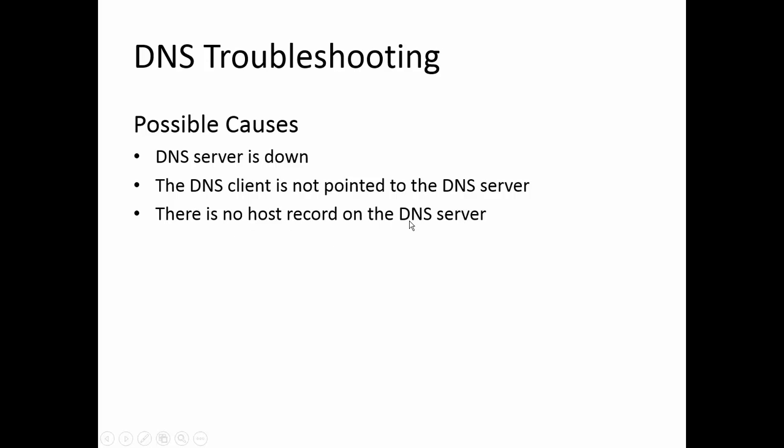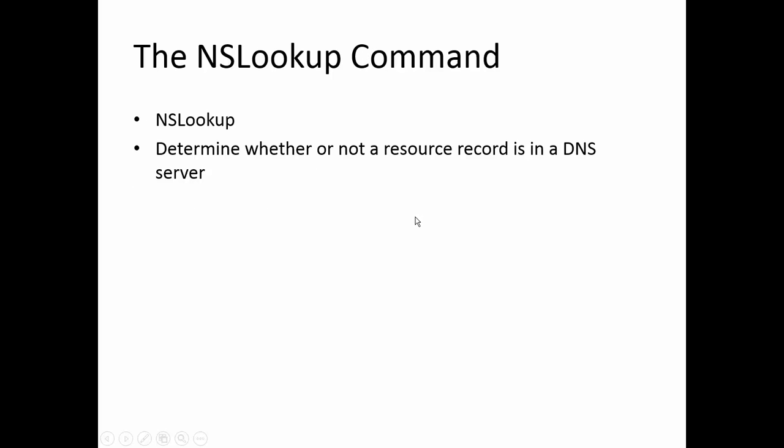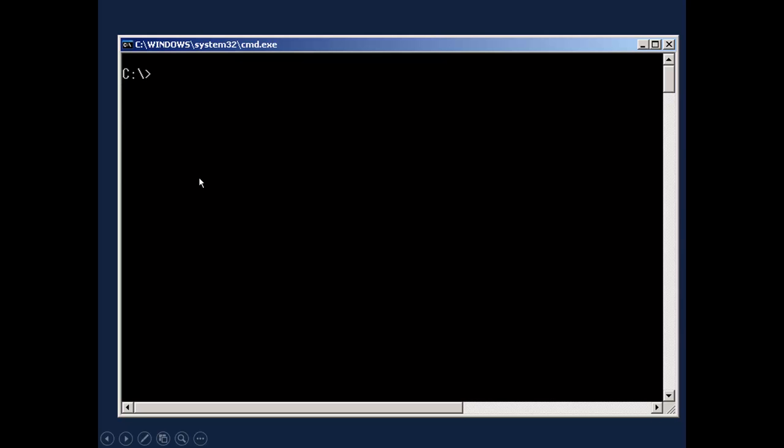To determine whether or not there is a host record on the DNS server, we use the NSLookup command. The NSLookup command allows us to determine whether or not a resource record or a host record is in the DNS server. So to determine whether or not www.ccbcmd has a corresponding IP address in the DNS server, I go to the command prompt and I type NSLookup, and NS stands for name server. A DNS server is also called a name server.